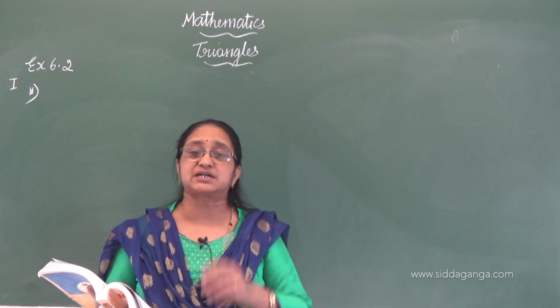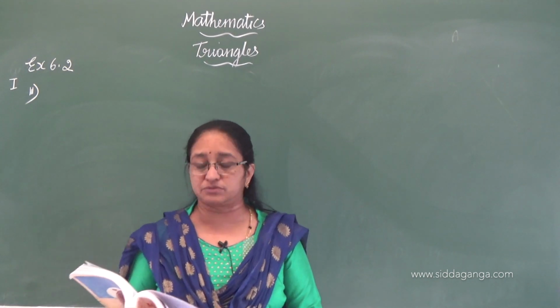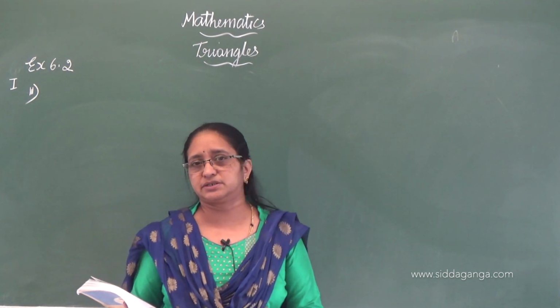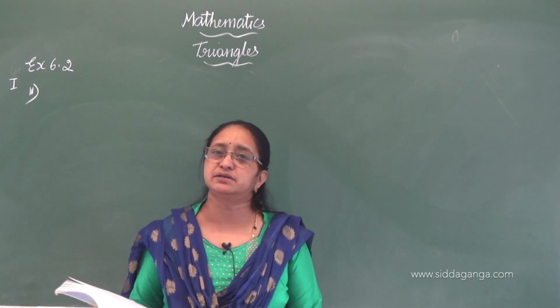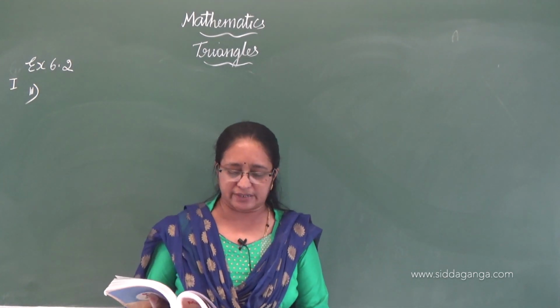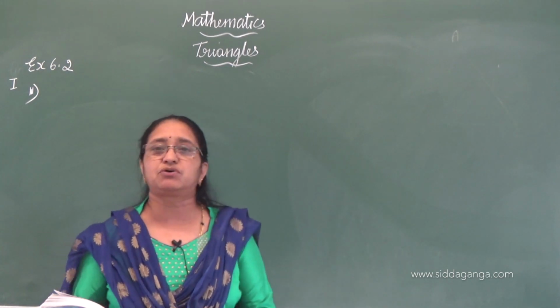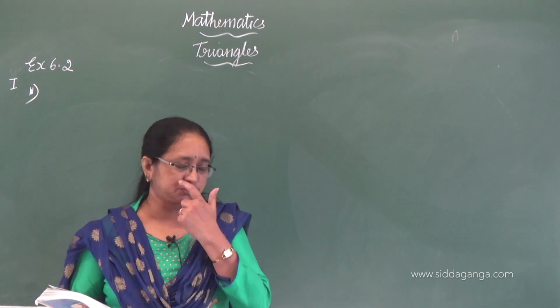They have given the condition that DE is parallel to BC. So definitely here you have to apply BPT, the basic proportionality theorem. So how to write? The first one is for homework, the second one I am going to do.